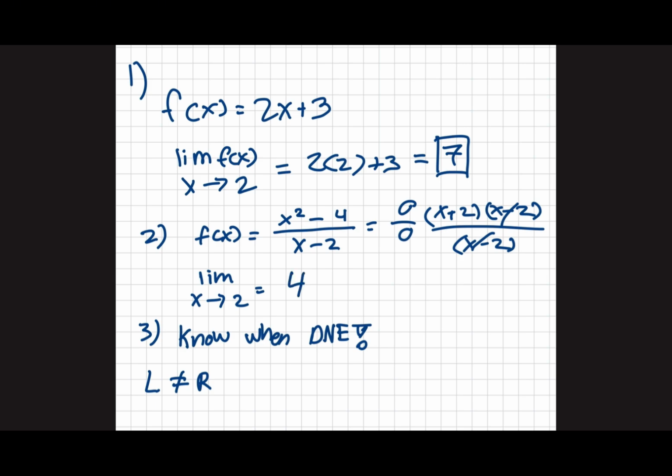And the final thing that I want to go over that we covered in this video is know when the limit does not exist. What I just want to go over is the key basic part of this: the limit does not exist when the left side of the limit does not equal the right side of the limit. So know that if the left side of the limit does not match the right side, then the limit does not exist.